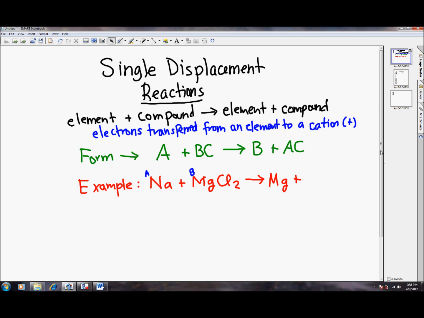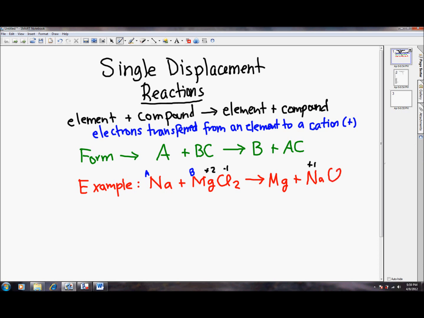Now, it's important before we write the formula for NaCl that we write the oxidation states for the compound quickly. Now you notice that this is Mg plus 2. Since it becomes an element, its oxidation number will go down to 0. That means that it actually picked up 2 electrons from sodium. Now sodium will become Na plus 1. Before it was an element, now it's sodium the ion.